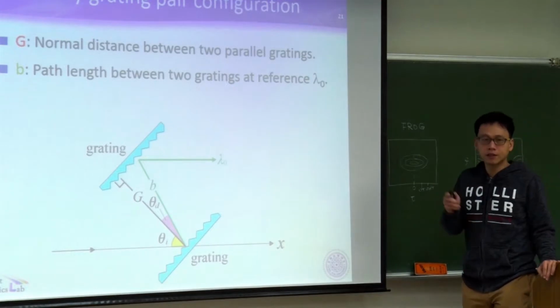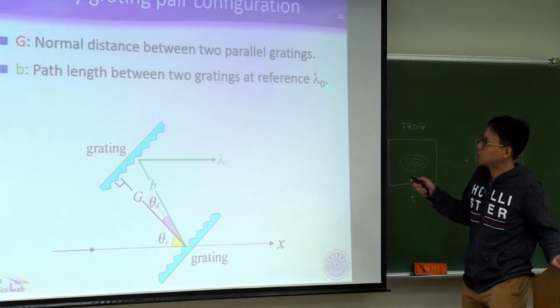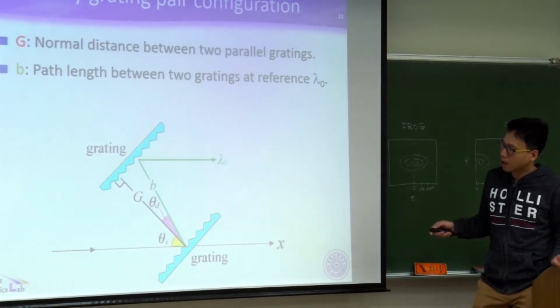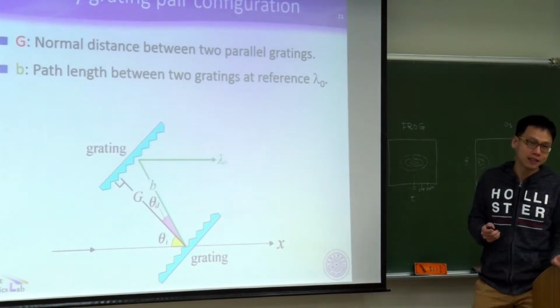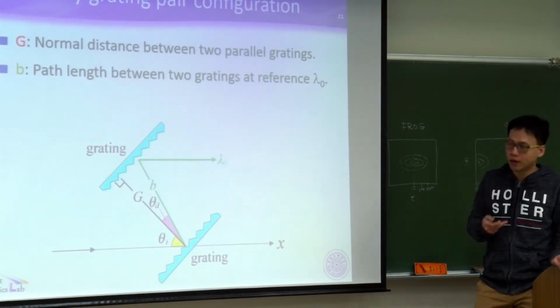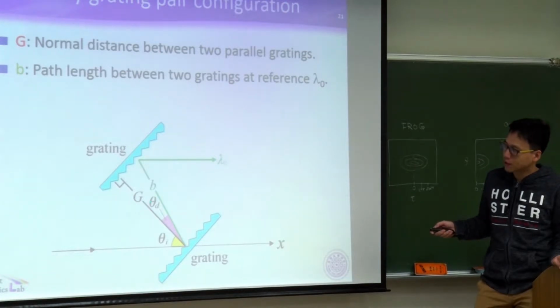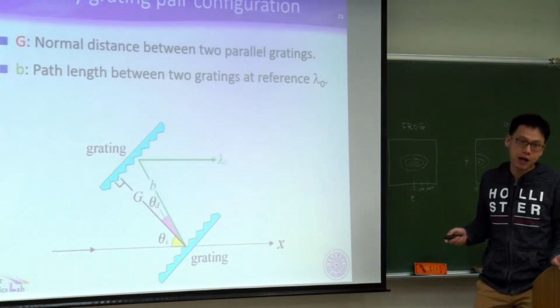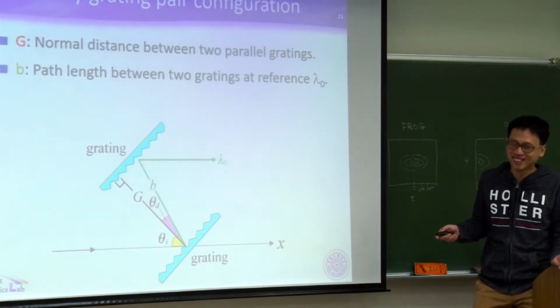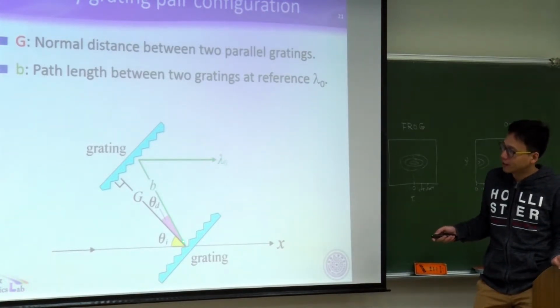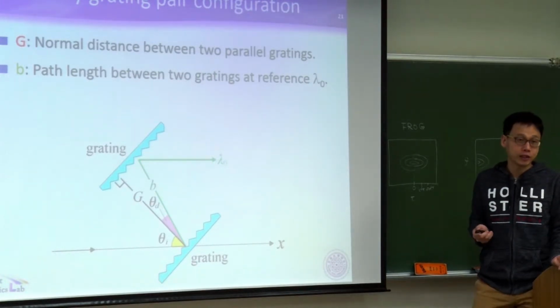Then, if you look at the reference wavelength, lambda 0, for example, the reference ray will be diffracted at diffraction angle theta d. Okay? And you might have known theta d is different from theta i, because this is not just a mirror, it's a grating, right?